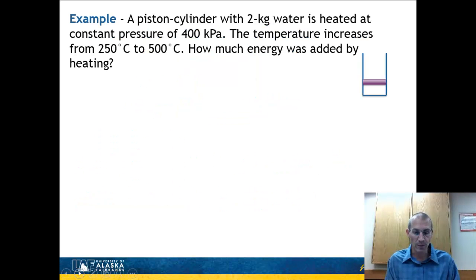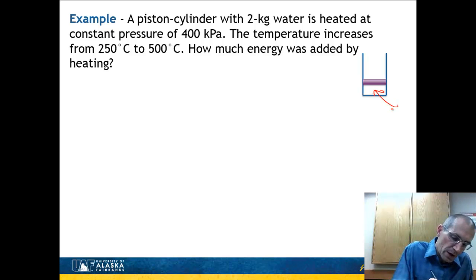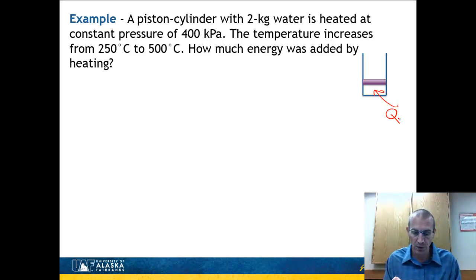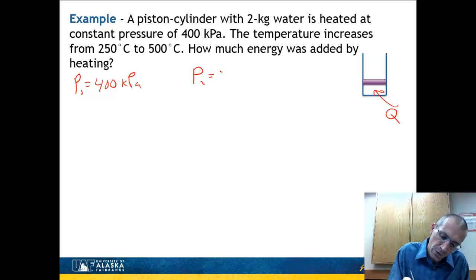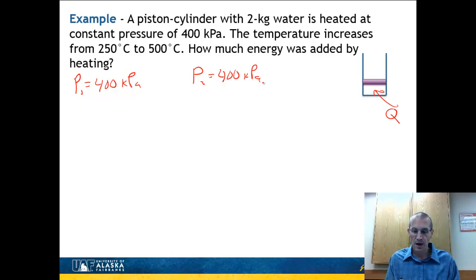All right, so let's go ahead and do an example. Here we've got a piston cylinder. It has 2 kilograms of water. It's heated, so I'm going to put a Q in here, which means I've got heat going in. The pressure is constant at 400 kPa, so I know P1 is 400 kilopascals. It's constant, so I know its final pressure, P2, is also going to be 400 kilopascals.